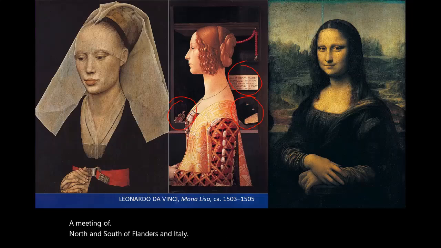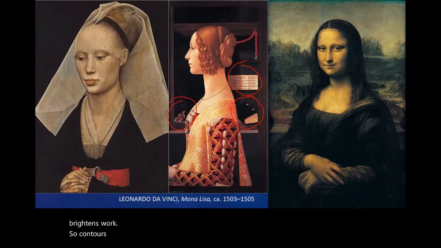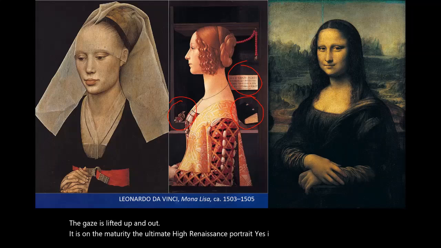If we look at Roger van der Weyden's Portrait of a Lady on the far left, we see chiaroscuro at work. We see that softening of sfumato where we don't see the sharp outlines that we do on Roger van der Weyden's work. So contours are softened. The gaze is lifted up and out. It is the maturity, the ultimate high Renaissance portrait. Yes, I will say that. I will give it that.